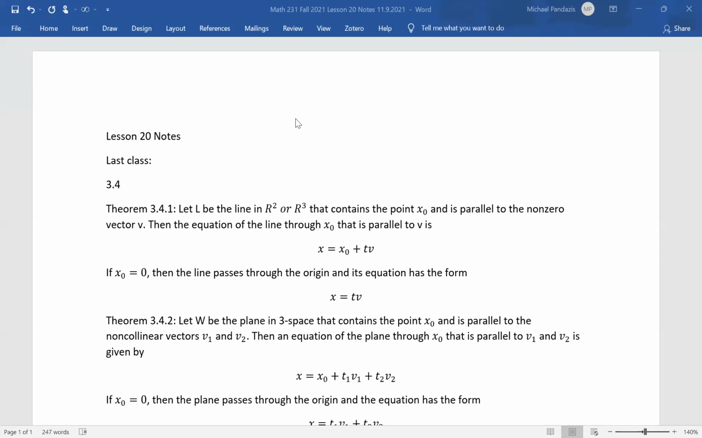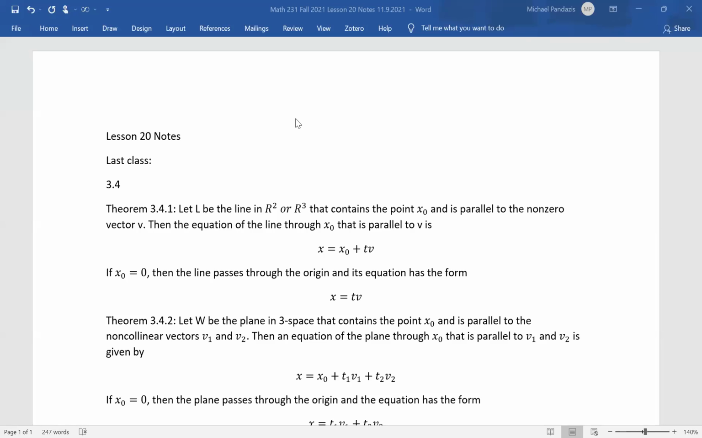Okay, so last class, section 3.4, we went over Theorem 3.4.1. Let L be the line in R2 or R3 that contains the point x naught and is parallel to the non-zero vector v. Then the equation of the line through x naught that is parallel to v is x equals x naught plus t v. If x naught equals 0, then the line passes through the origin and its equation has the form x equals tv. So this is an equation to express a line that goes through a point and is parallel to a fixed vector.